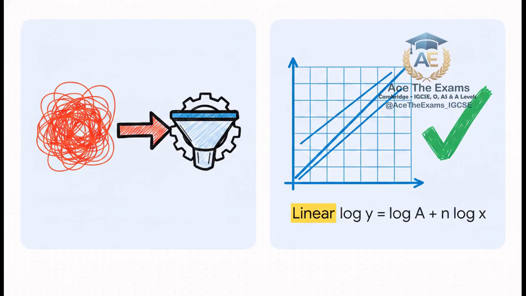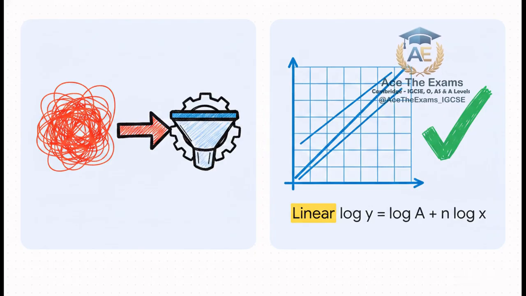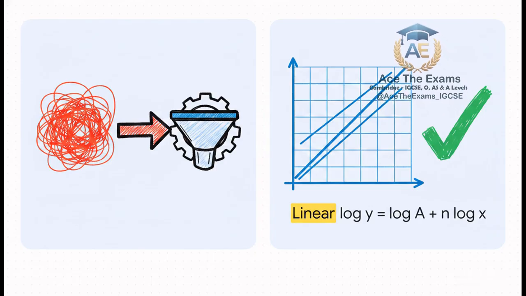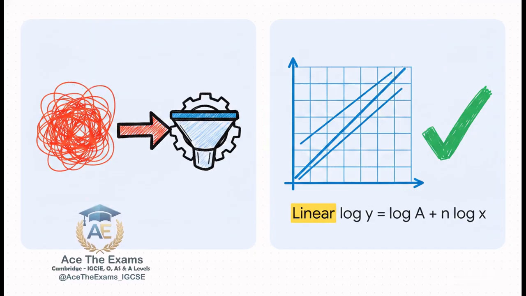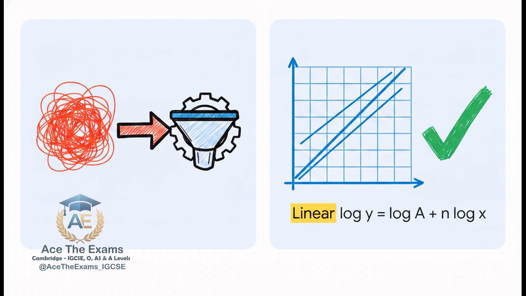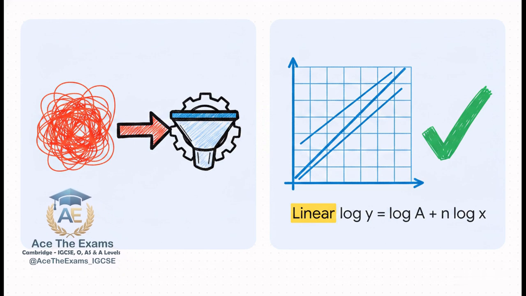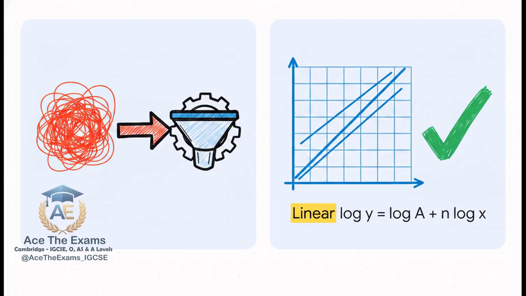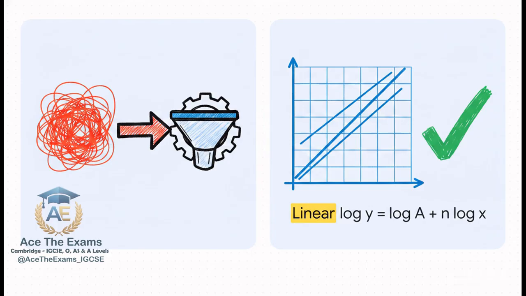Now look at the alignment. Your log y is your large Y-axis variable. Your log x is your large X-axis variable. The gradient, m, is strictly equal to that power, n. And the y-intercept, c, is exactly equal to log a. Let's look at the second code they'll throw at you. y = ab^x. Take logs again. We get log y = log a + x log b.